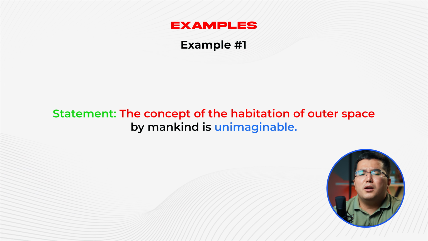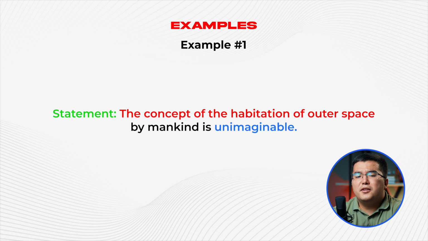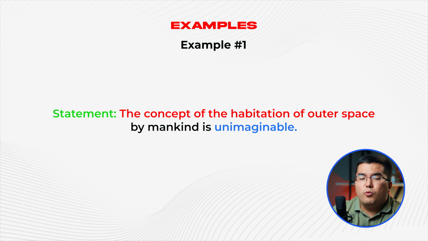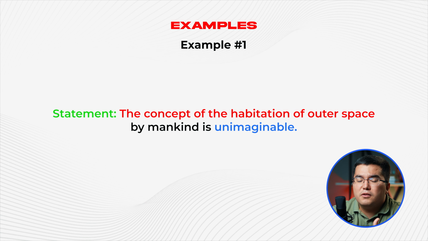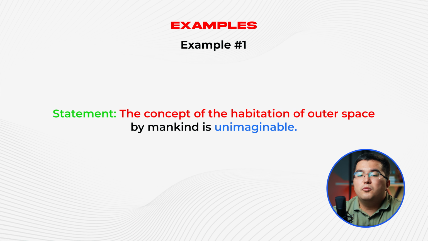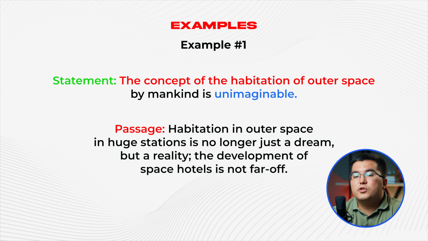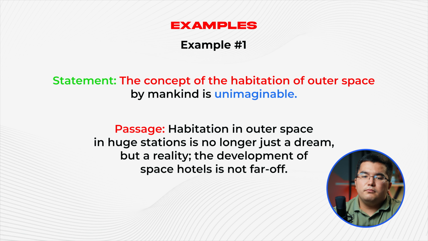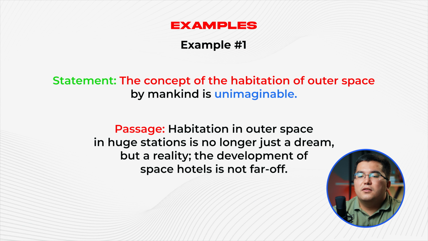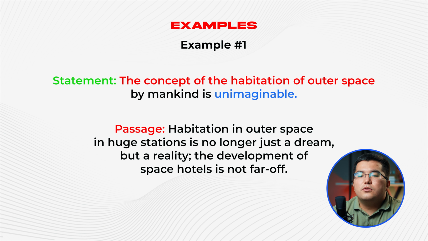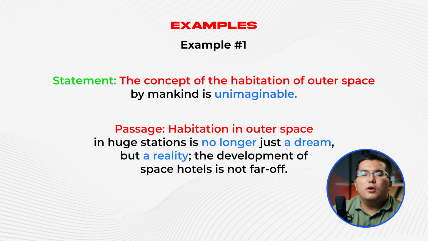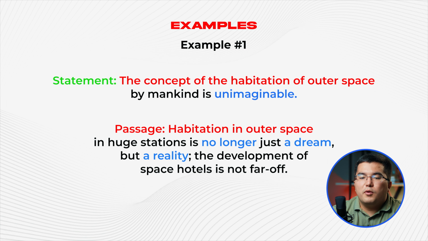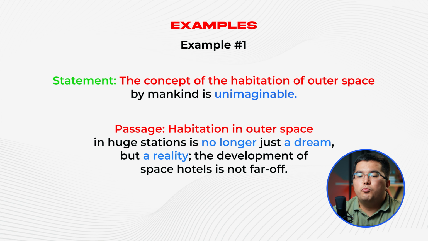So what I do now, I come back to the passage. I remember finding the answer to question number 3 in passage C. In paragraph C, I mean. So what I do, I keep reading until I reach D paragraph, and when I read the D paragraph, I find the keyword, habitation. In outer space, in huge stations, is no longer just a dream, but a reality. So you see, habitation in stations, in outer space, is no longer a dream. So what does it mean, no longer a dream? It is a reality. You know that reality and unimaginable, they have opposing meaning.